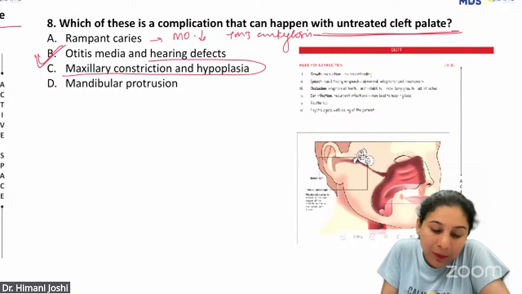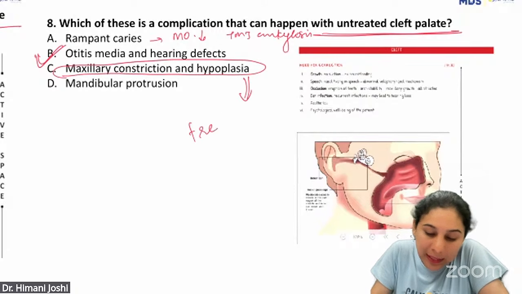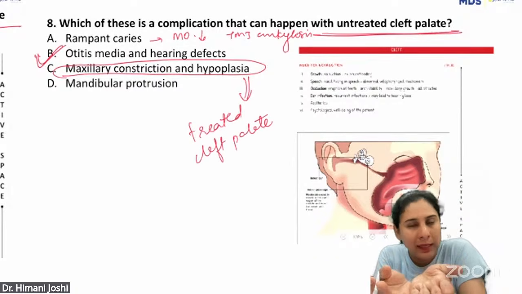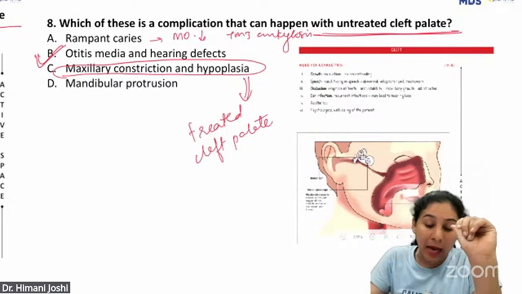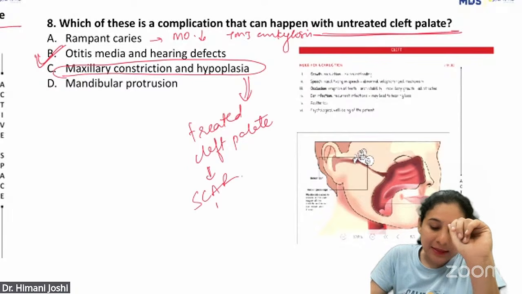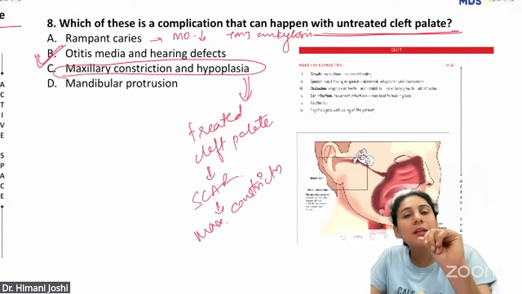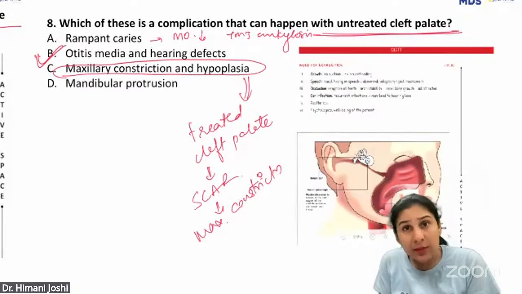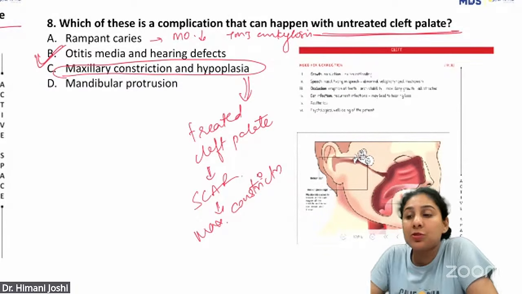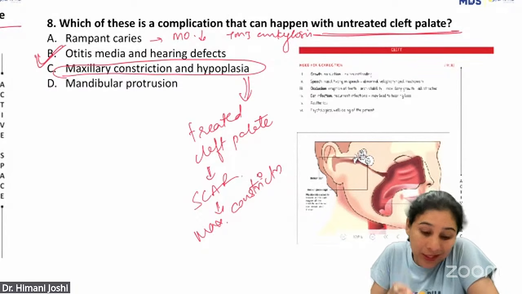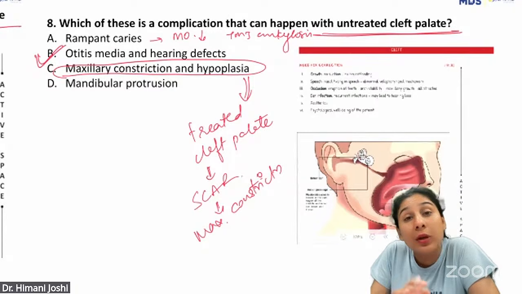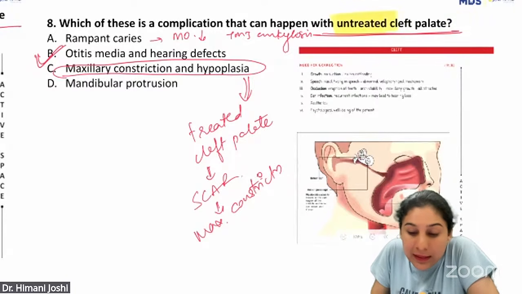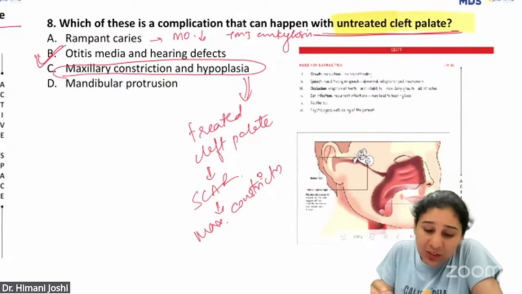Maxillary constriction and hypoplasia. This happens in treated cases of cleft palate, not untreated. So when you treat the cleft palate, after the surgery, there is a scar. There is a scar. And that scar causes maxillary constriction, right? Because of that surgical scar, there is constriction of the maxilla causing reduced width and reduced anterior-posterior dimensions of the maxilla, right? So this will happen if the cleft is treated, right? This is untreated cleft palate, okay? So this is not going to happen.